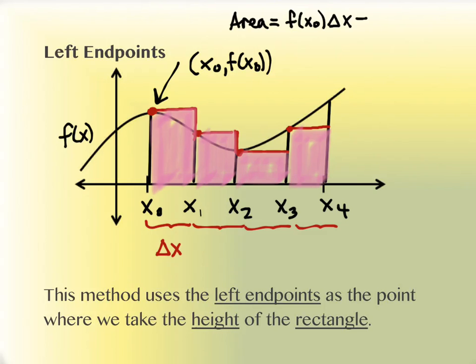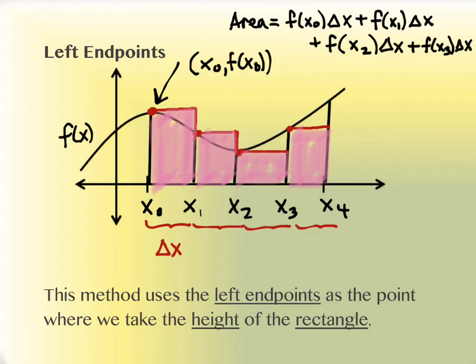What about the second one? Second rectangle. What would its height be? F of x1. And its width, delta x. What about the height of the third rectangle? F of x2, you're correct, times its width, delta x. And the fourth rectangle, f of x3. And its width, delta x.